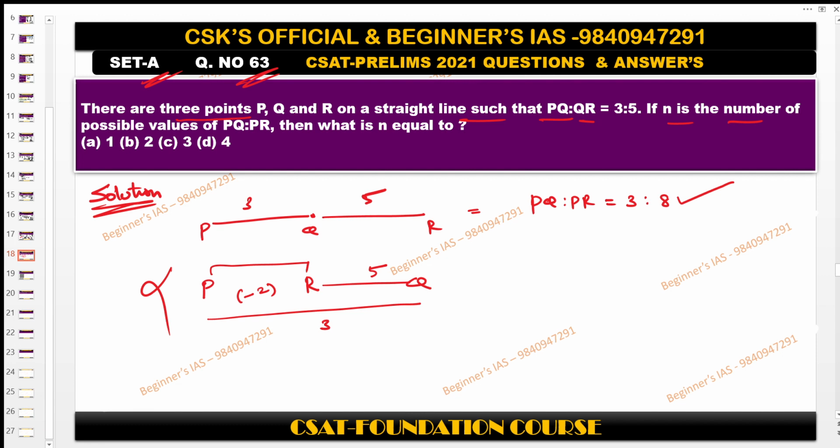Minus 2. This is not possible, since PQ should be greater than QR. Okay, this is not a possible case.